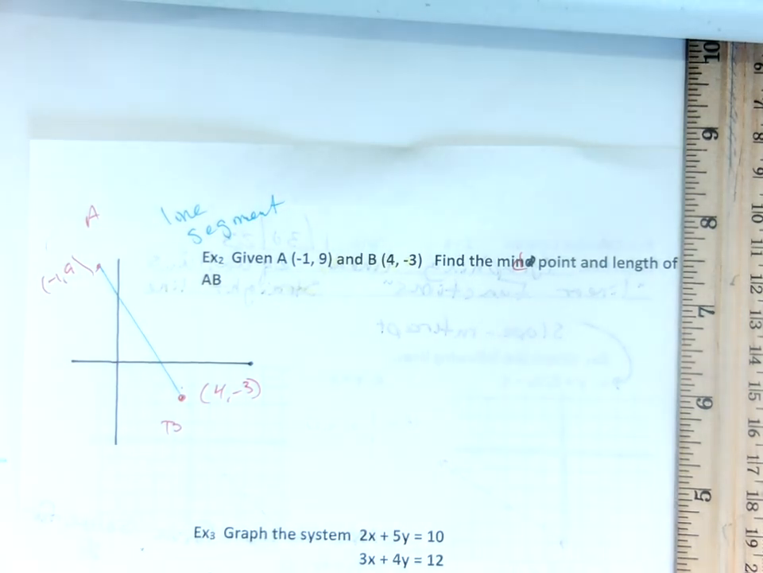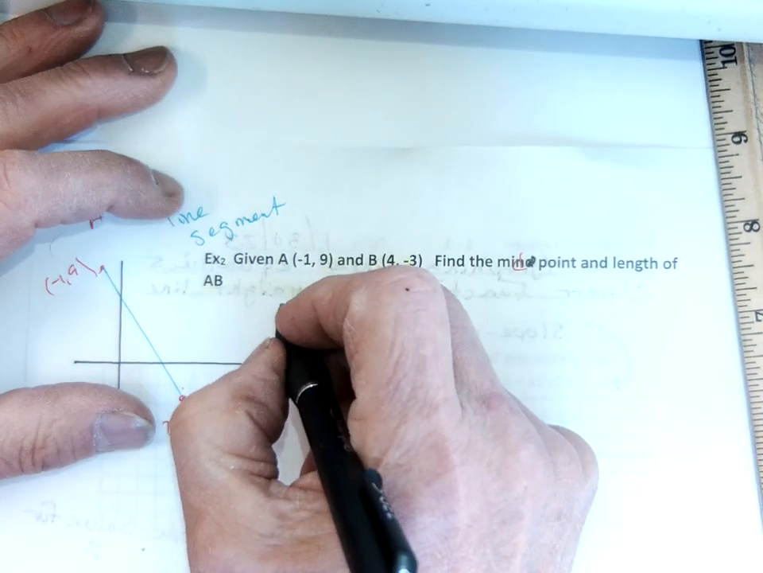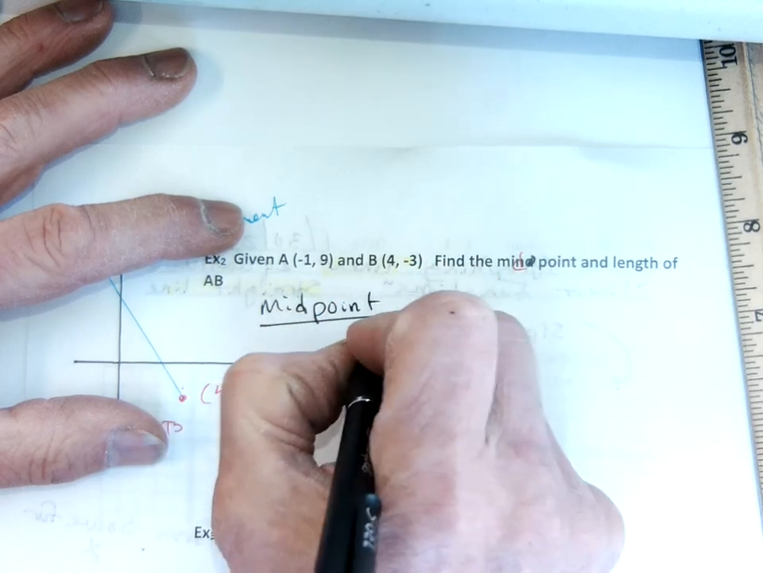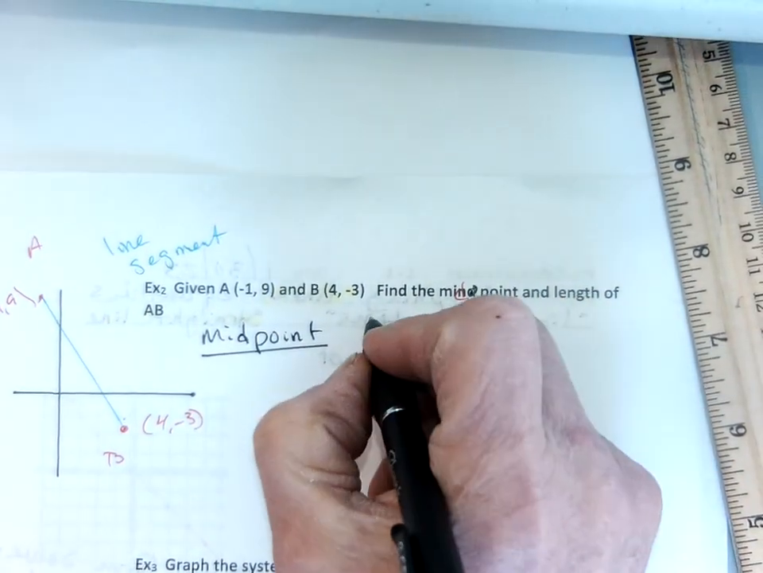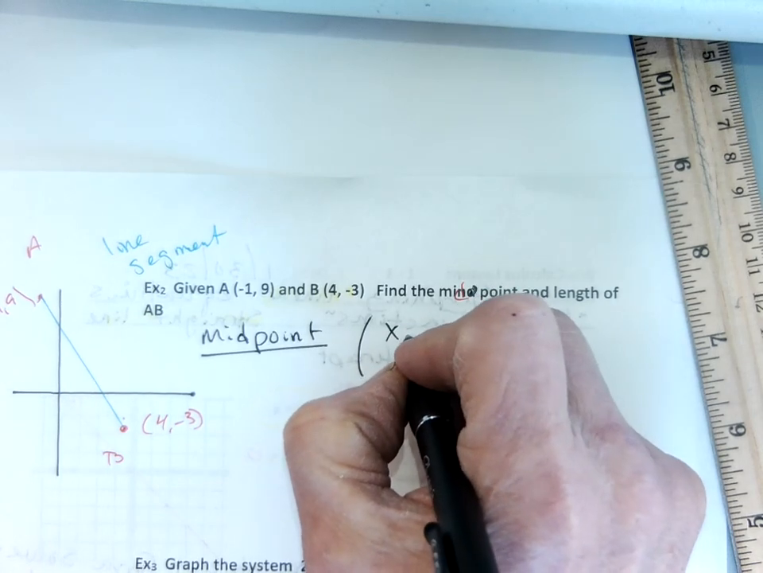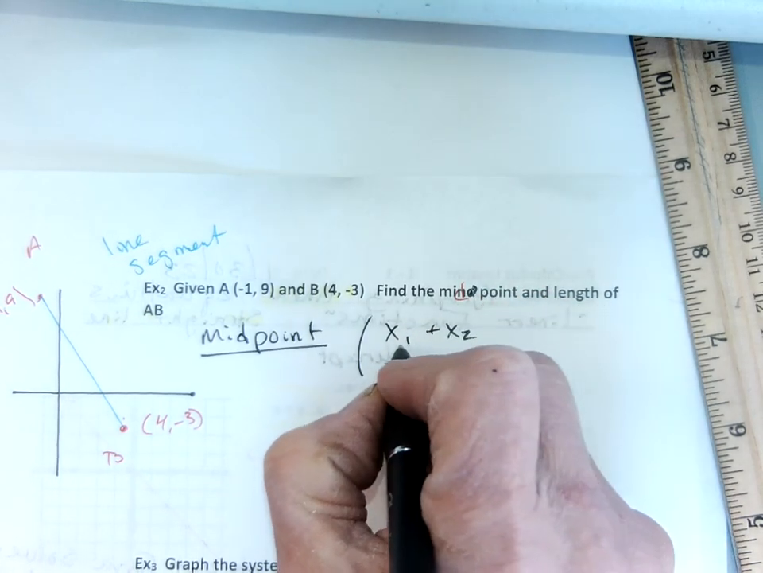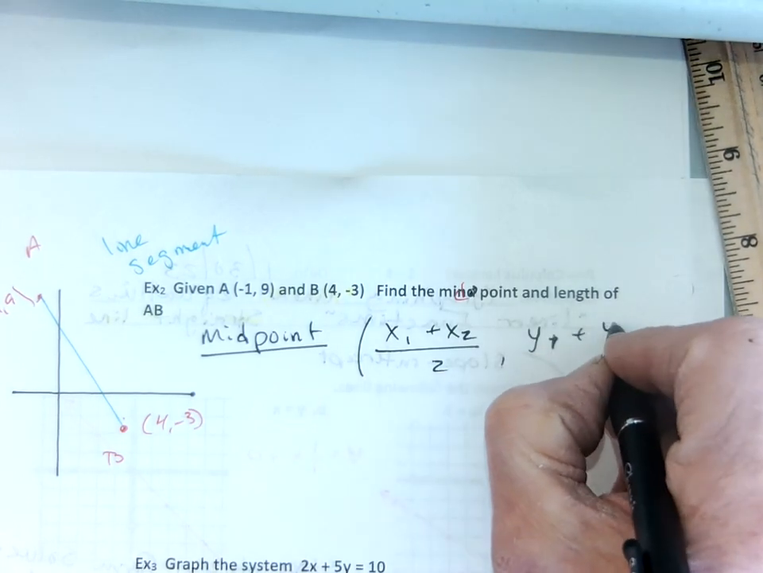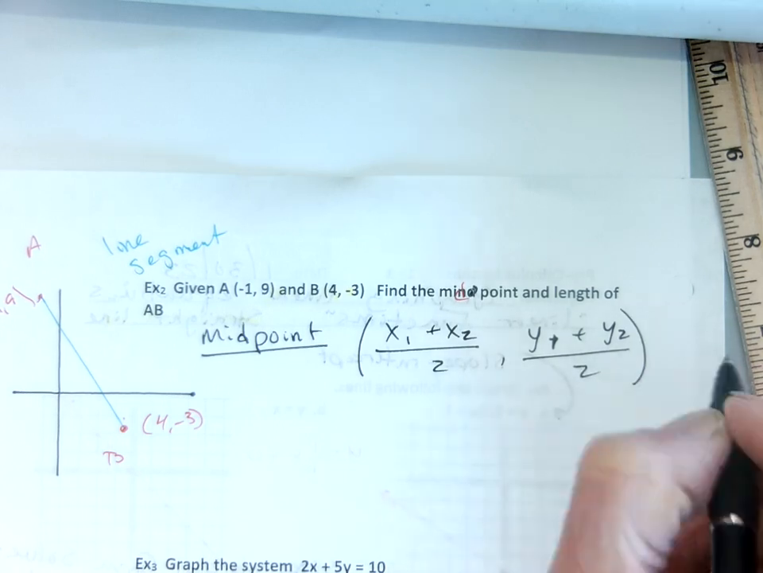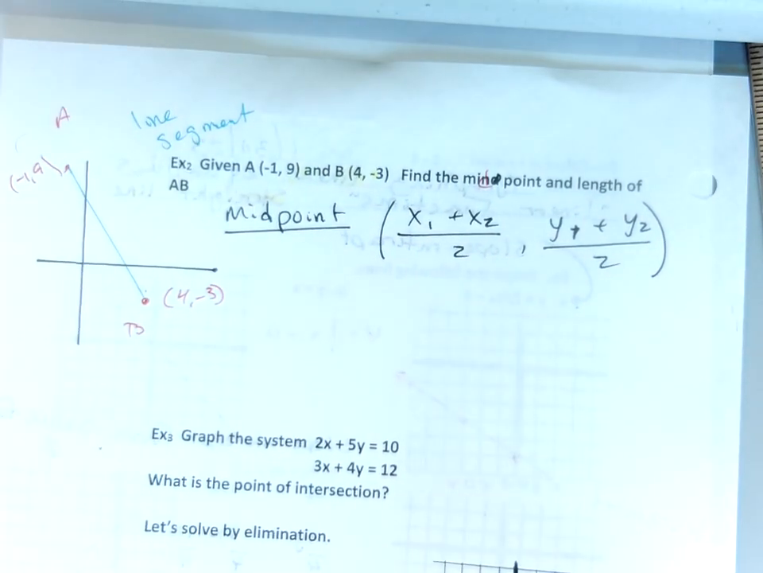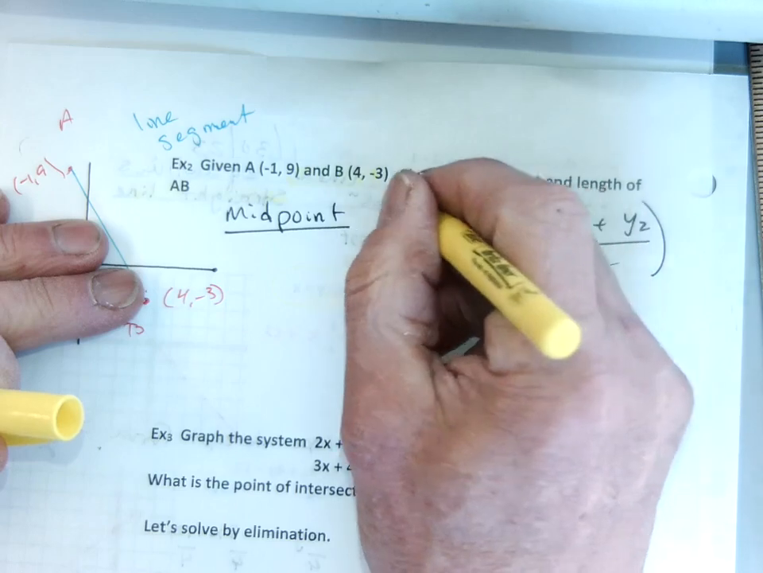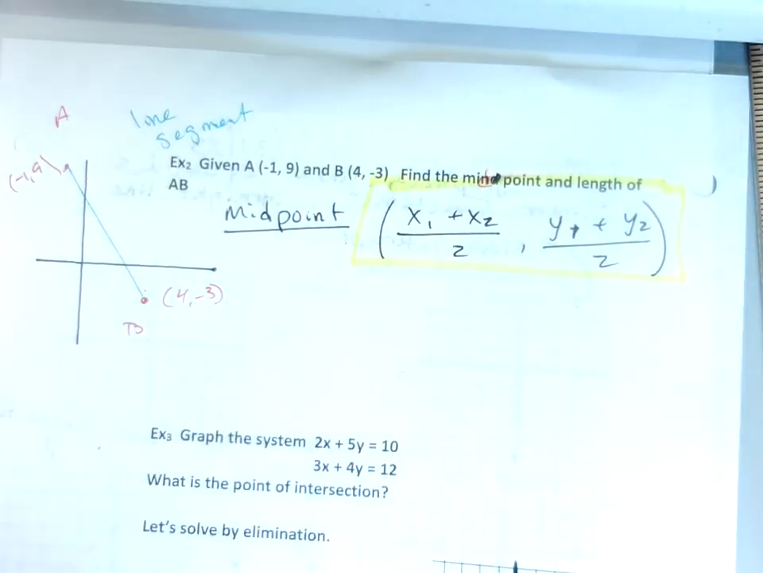So first of all, here is the equation for a midpoint. It's an average. So the midpoint is (x1 plus x2 over 2, y1 plus y2 over 2), okay? That's how you find a midpoint. It's just the average. That's the midpoint formula. I'm going to highlight it because that's one of the important formulas I'm going to need.